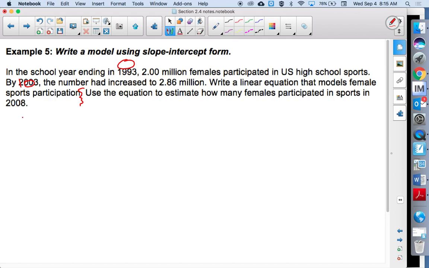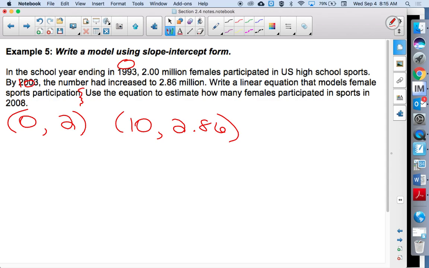So in the year 0, I had 2 million participants. We're not going to write out that whole million value. We're just going to write it as 2 because we can put the word million in the answer. And then in the year 10, or 10 years later, we're up to 2.86 million participants. So we're kind of using this as time that's passing, my initial data versus my data 10 years later.